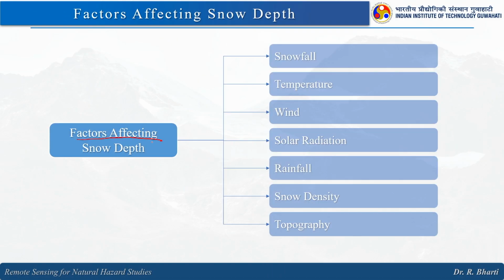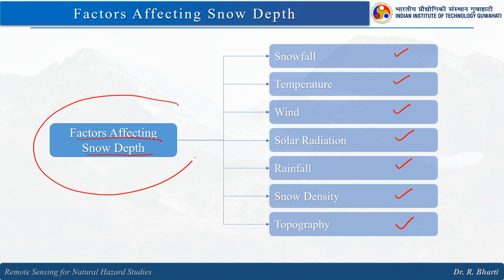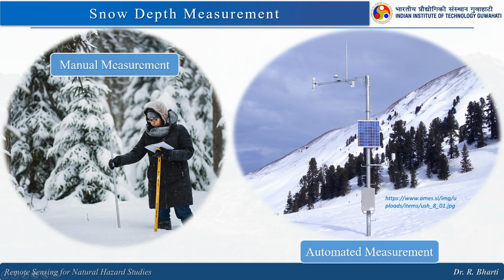So, the factors affecting snow depth, I hope you have understood how snowfall, temperature, wind, solar radiation, rainfall, snow density and topography will play a critical role here when we were talking about the snow depth. So, there are two types of measurement, one is manual, another one is automatic. When we say manual, we have a stake, right, this is a snow stake which has some numbers here, right. So, you can see, and every year we come and mark whether it is positive or whether it is going down. Then it will be a negative budget, right.